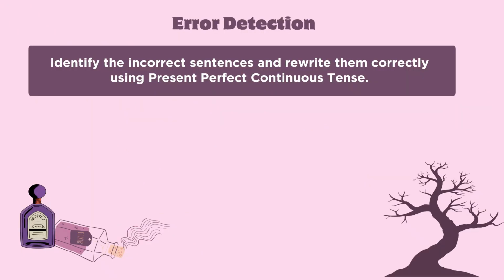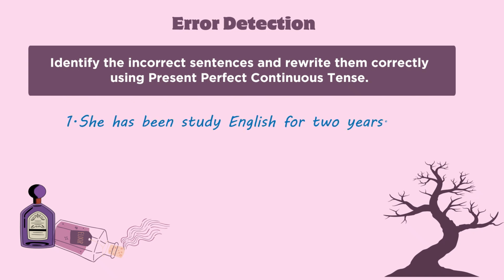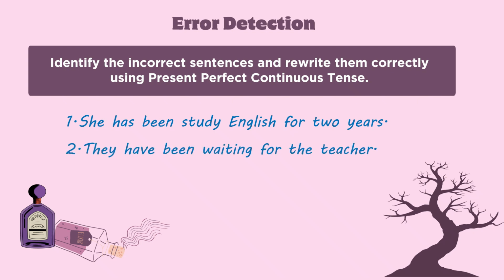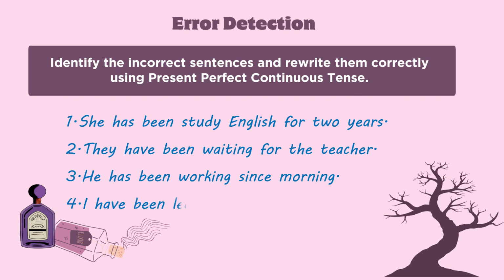Error detection. Identify the incorrect sentences and rewrite them correctly using present perfect continuous tense. Number 1. She has been studying English for 2 years. They have been waiting for the teacher. He has been working since morning. I have been learned grammar recently.